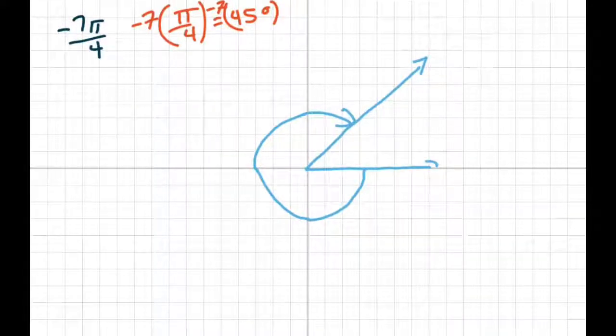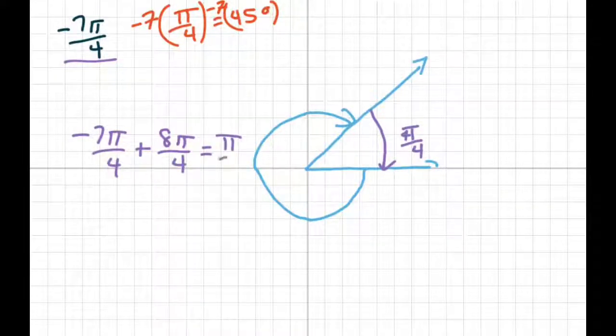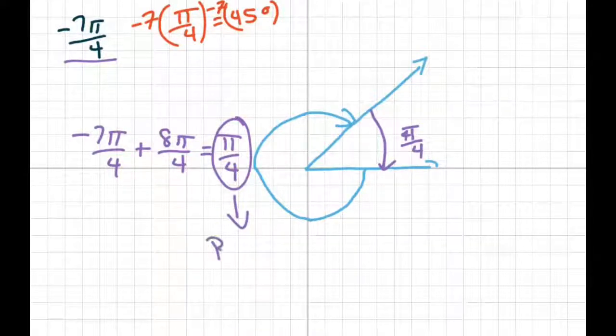Now, since we're already in quadrant 1, all you have to do is draw down here, and we know that this is 45 degrees, or pi over 4. So your reference angle is pi over 4. All right, and what we could have done with this is, first of all, just made it coterminal. When you add 2 pi to that, which is 8 pi over 4, that gives you pi over 4. Pi over 4 is already in quadrant 1, so that would be your reference angle.